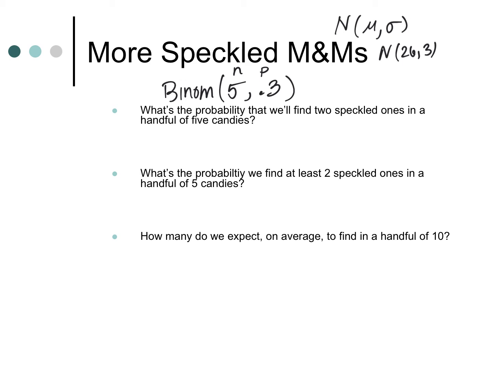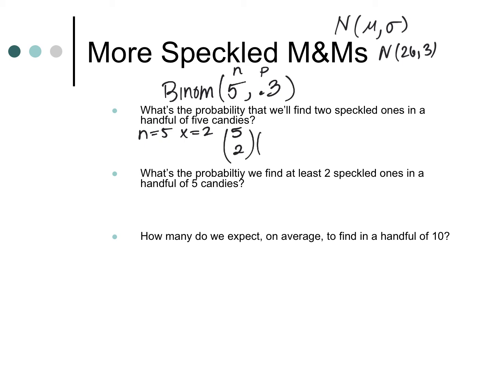Okay, so what is the probability we find 2 speckled ones in a handful of 5 candies? So n is 5 and x is 2. So it's 5 choose 2. That's how we say that, 5 choose 2. There's lots of different arrangements where I could get 2 candies out of 5. It could be the first and the second, the first and the third, the first and the fourth. There's several different combinations in which the order I get those can be 2 out of 5.